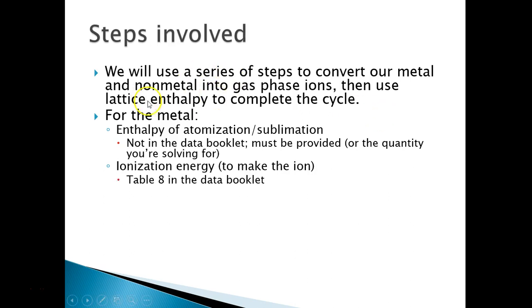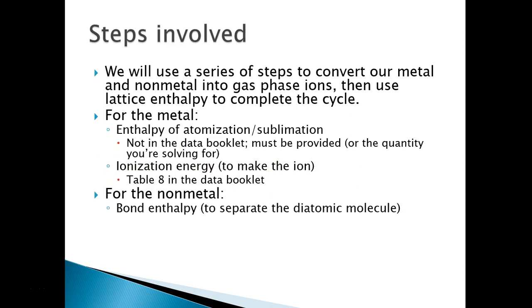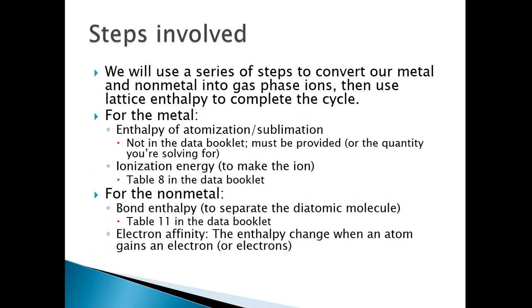Now, notice, it's really important, technically for our cycle to be correct, we have to do the enthalpy of sublimation first, because ionization energy is defined in the gas phase. Okay, so then we have our gas phase metal ion, and then we have to look at the nonmetal. For the nonmetal, first, most of these are going to be diatomics, so we have to use the bond enthalpy to separate the molecule into atoms. And that's in table 11 in the data booklet. And then we have to use electron affinity. So that's the enthalpy change when an atom gains an electron or electrons. And that's in table 8 in the data booklet.